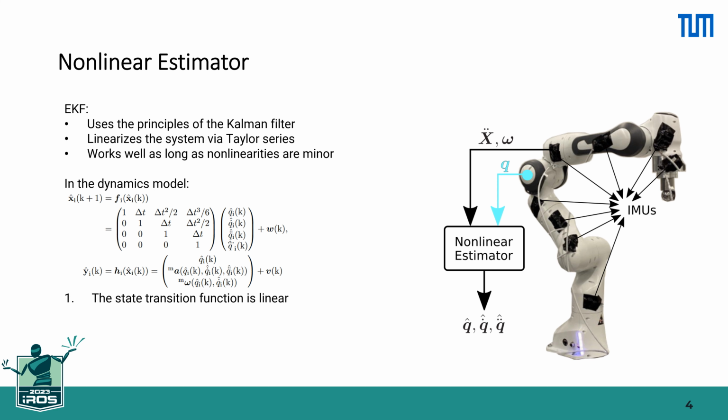The state transition function is linear in the dynamics model we use to estimate link velocity and acceleration. Moreover, the measurement function is a second-order polynomial with respect to the system states, with its nonlinearities deemed of minor significance. Therefore, we use the extended Kalman filter as the nonlinear estimator for this system.